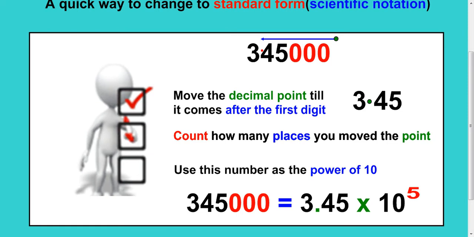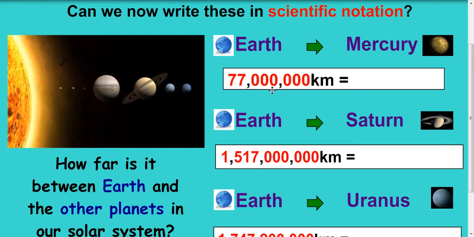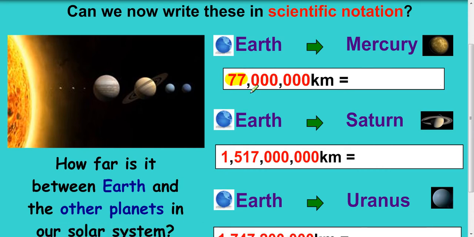Right, so let's have a look again at the questions we had about distances between planets. And let's see if we can write this in scientific notation. So here's a big long number. Let's try and write it in a short way. So the first thing you have to do is look at the 77 part and create a number with this that's between 1 and 10. Now the instructions before said move the decimal point after the first digit, so that would be here, so that would become 7.7.